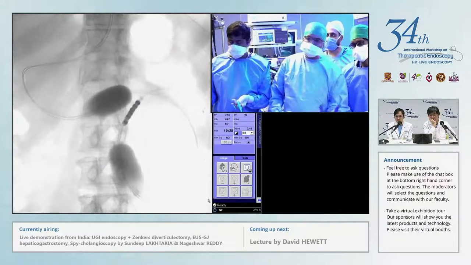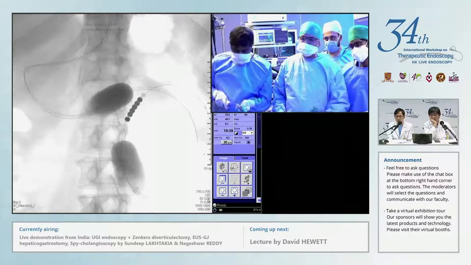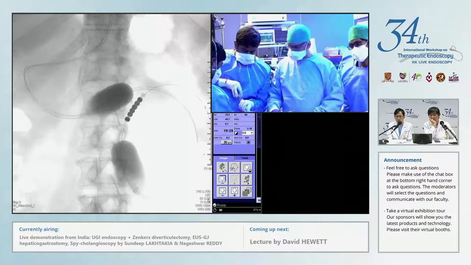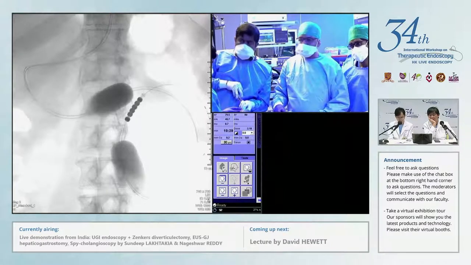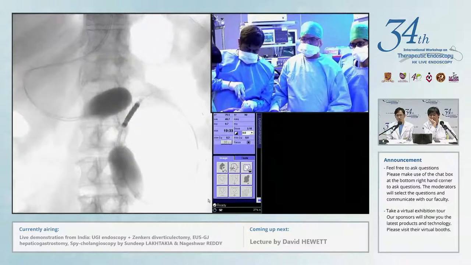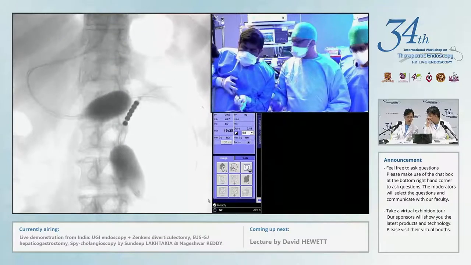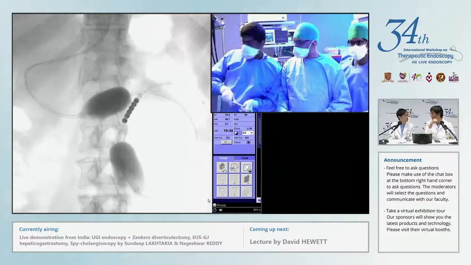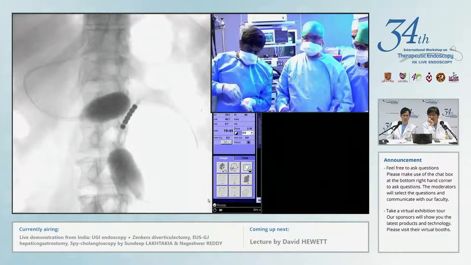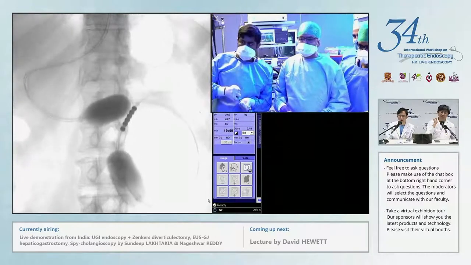So the proximal balloon is in the third part of the duodenum, and the distal balloon is beyond the DJ flexure, I think about 10-15 centimeters beyond. Contrast on the screen. Pure contrast first. Pure contrast. I think all these things take a little time, but the final procedure of doing the GJ is much quicker.